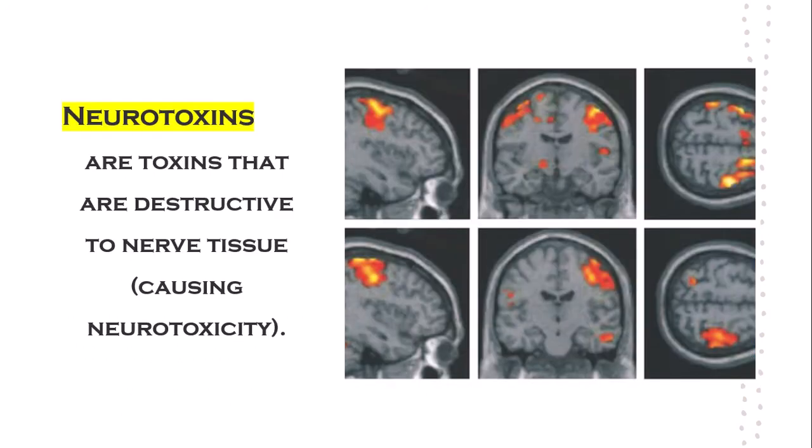So let's talk about neurotoxins. These are toxins that are destructive to nerve tissues, causing neurotoxicity. Neurotoxins are an extensive class of exogenous chemical neurological insults that can adversely affect function in both developing and mature nervous tissues.